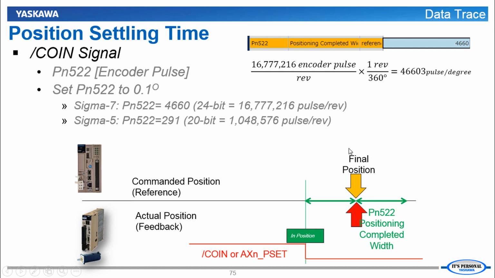Well, we're working in degrees. If we take the number of encoder pulses per rotation of the motor and divide that into 360, that's 46,603 pulses per degree. Let's say that we arbitrarily want in position to be 1/10 of a degree. We then need 1/10 of this value, and we get 4,660 encoder pulses in 1/10 of a degree. So we need to go to Pn522 and set it to 4660. Then we'll be looking at in position of 1/10 of a degree.